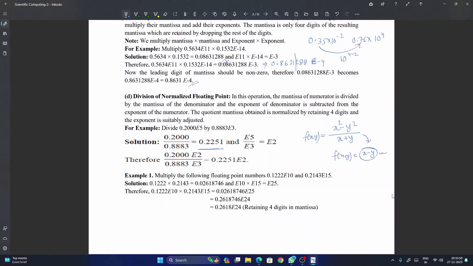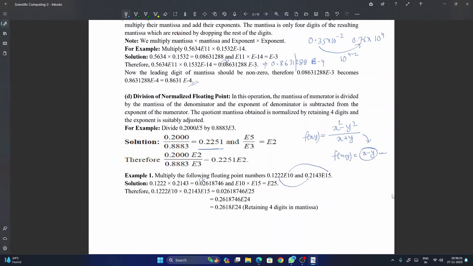Then here is one very simple problem. Multiply the following floating point numbers. Two numbers are there, and you all know how to multiply them. Just multiply the mantissas and add the exponents. Adding the exponents you will get 25, multiplying the mantissas you will get 0.026187746, but this is not a normalized form. To make it normalized, shift the point by 1 position to the right, and you will get 0.2610, and the exponent will be reduced by 1, to 24, because you are shifting to the right.